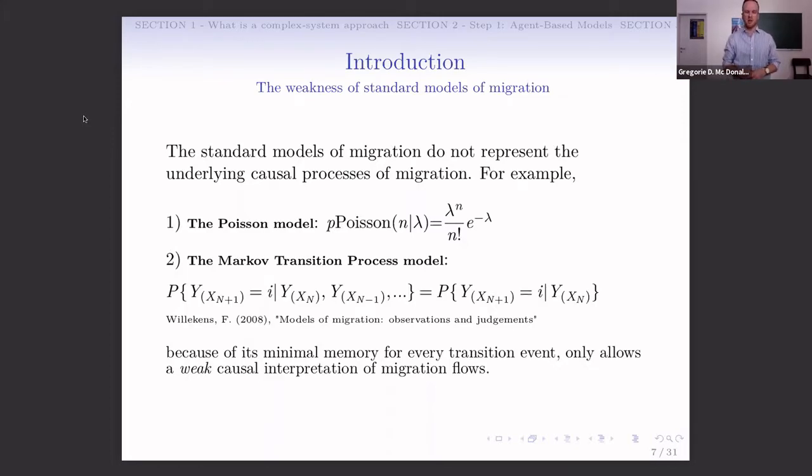It's a Markov transition process model. And what we do there is that we model migration as a transition process. For example, we could use a very simple transition process from a state of an agent, which would be staying in a country, and we would like to model the transition to a different state, namely a state of migration.